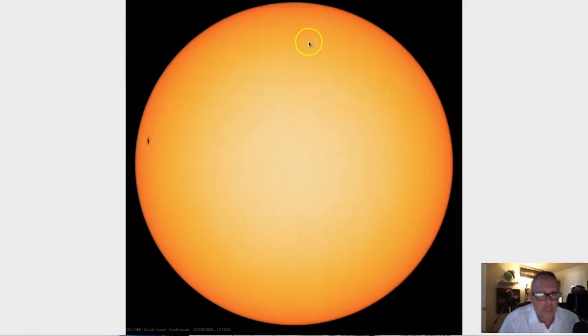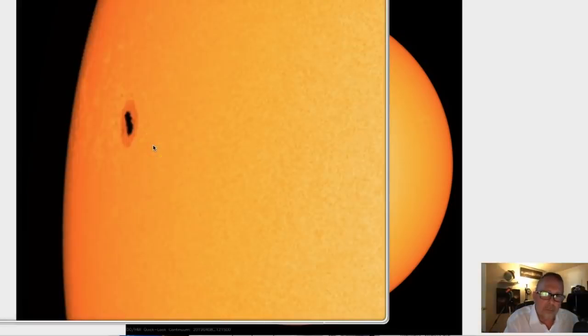Monday, April 8th, 3 p.m. Mountain Time, 2019. Guys, what we're looking at here is a full disk image of the sun through the Solar Dynamics Observatory. That's a spacecraft that was launched 10 years ago, back in 2009, to monitor the sun. What we're looking at here is a sunspot on the eastern limb of the sun.